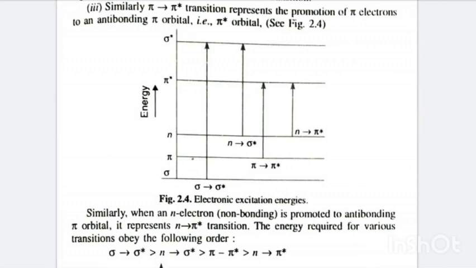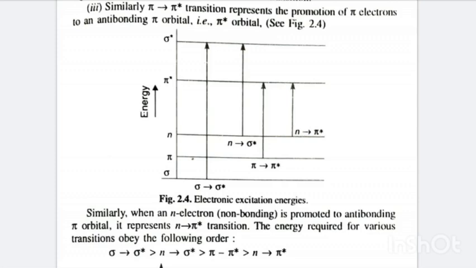The energy required for the various transitions is in the following order, where sigma to sigma star transition requires more energy because the distance between the energy levels is more. The second, n to sigma star, requires less energy when compared to the sigma to sigma star, and the third case, pi to pi star transition, requires less energy than the other two, and the last one is n to pi star transition. So this is the energy order of the 4 types of transition.